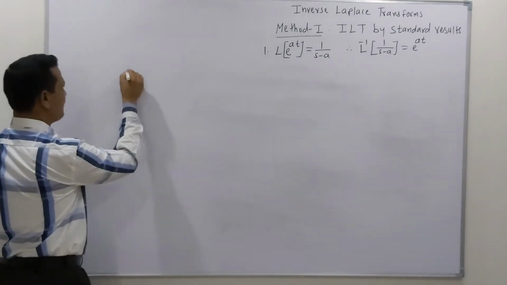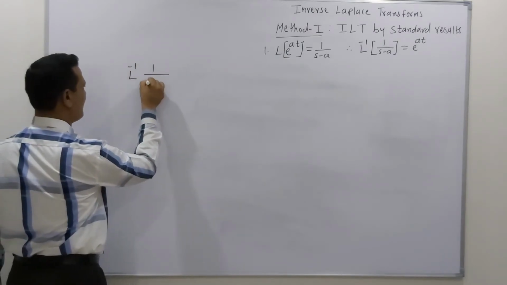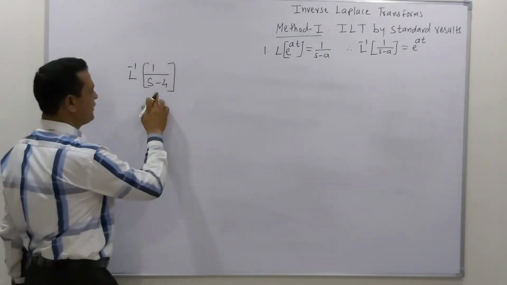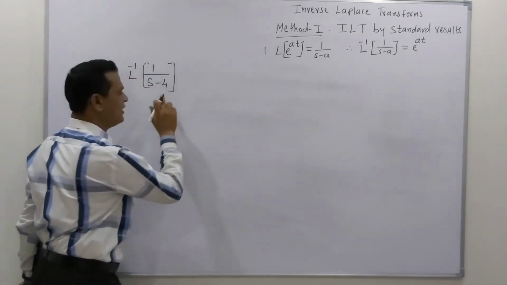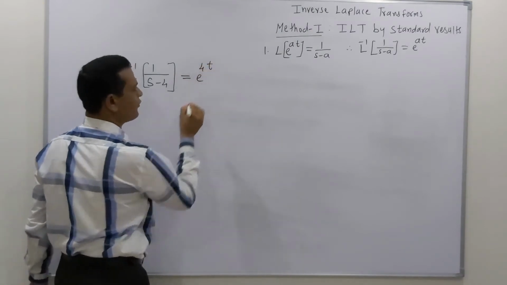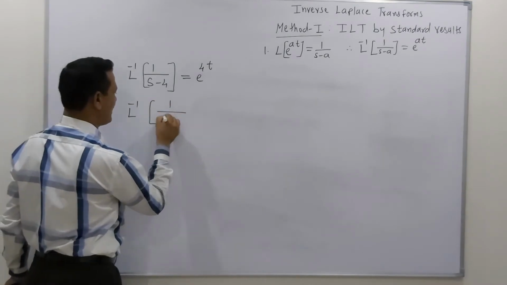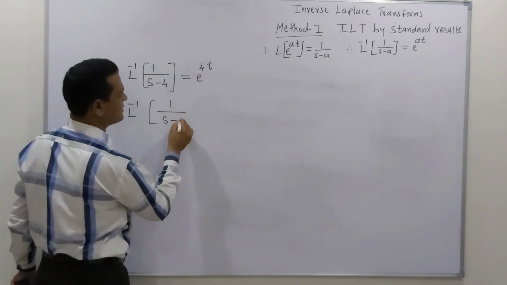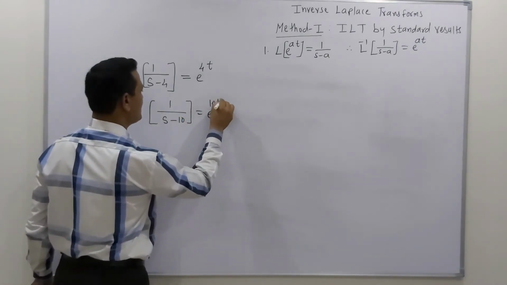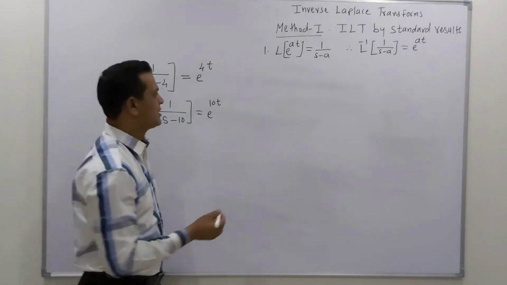So now to discuss this, the first example is: if we wish to find the inverse Laplace transformation of 1 upon s minus 4, then the answer to this question, if we compare this part with this term, the value of a is 4, so we can write its answer as e raised to 4t. Now the second example, inverse Laplace transformation of 1 upon s minus 10. So we can write this as e raised to 10t. So this is the first result, which is related to the standard results of inverse Laplace transformation.